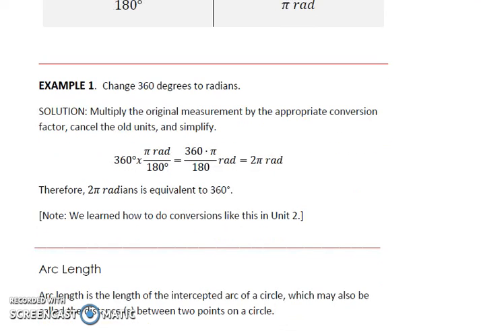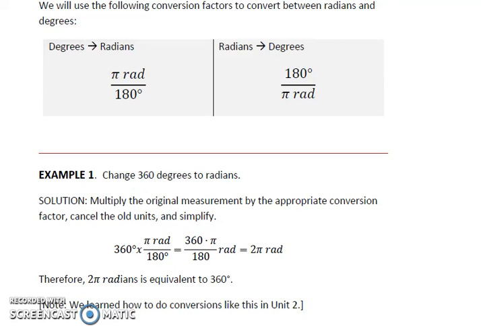In example 1, we want to change 360 degrees to radians. Since we're going from degrees to radians, we'll use the conversion factor for degrees to radians, pi radians to 180 degrees. We'll take the original measurement of 360 degrees and multiply by this conversion factor, pi radians over 180 degrees. Notice that by setting this up this way, we can cancel the degree units here and be left with radians.